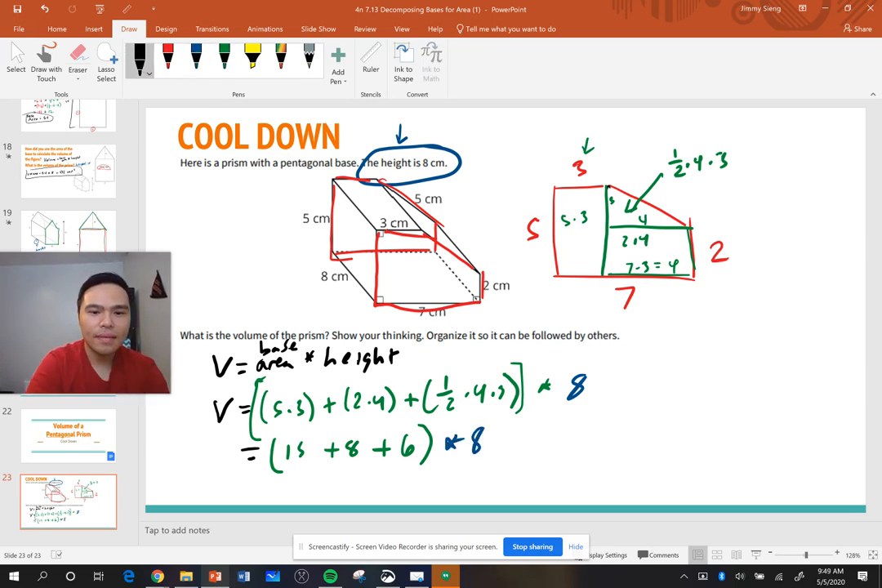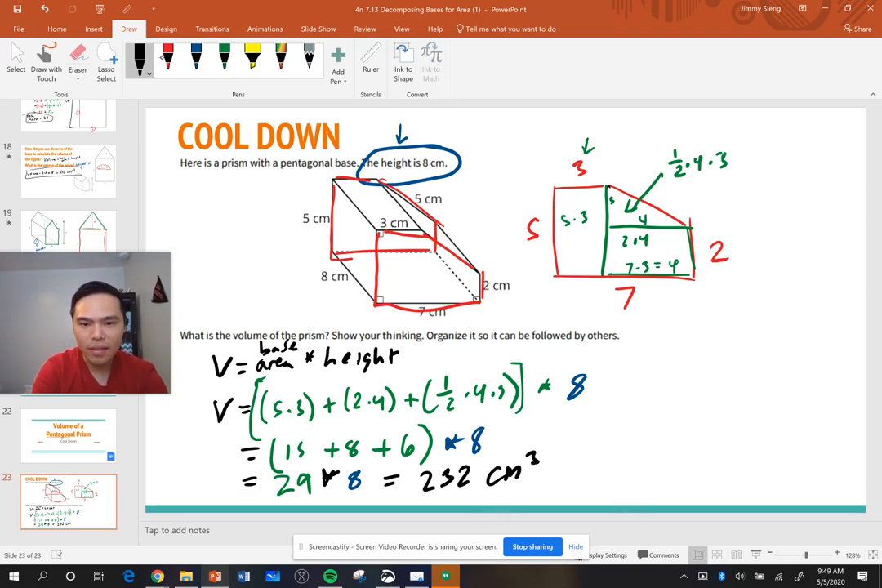We're almost done. We're going to do 2 more steps. So 15 plus 8 plus 6, 8 plus 6 is 14, that's going to give you 29 times 8. And so therefore, my answer of this volume has to be 232. So 232 centimeters to the 3rd power. So that is my volume.